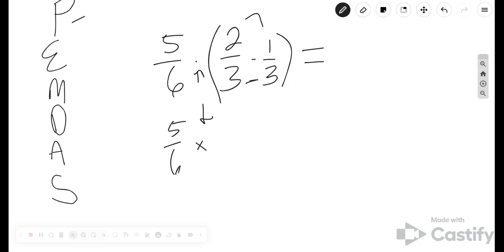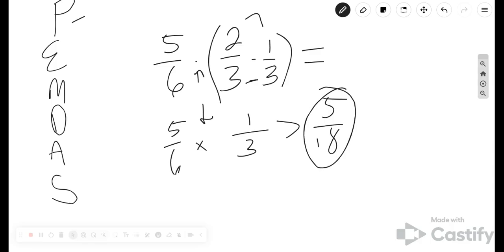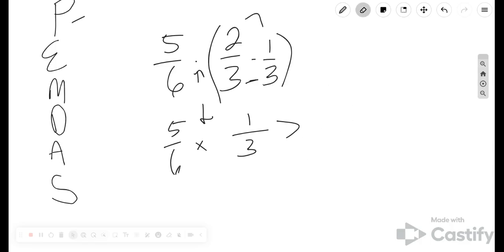These already have the same denominator, so you don't need to change any of that. 2 minus 1 is 1. You don't need to change that denominator. 1 over 3. So then you have 5 over 6 times 1 over 3. Do the multiplication for that. 5 times 1 is 5. Over 6 times 3 is 18. 5 over 18 for that one.